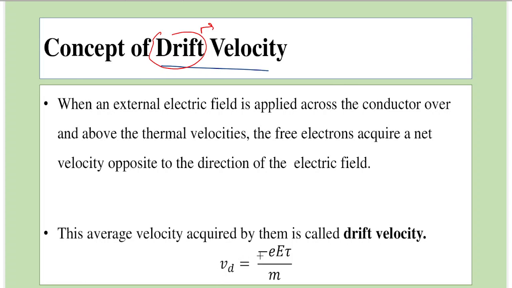Mathematically, it is given by V drift is equal to minus e E tau by m, where e is electron charge, capital E is electric field, tau is called relaxation time. We'll define what this means. Relaxation time, and m is mass of an electron. Here it is negative, just to imply that if electric field is applied in this direction, the electrons will move against the electric field. So this minus sign indicates that. So this is called drift velocity.